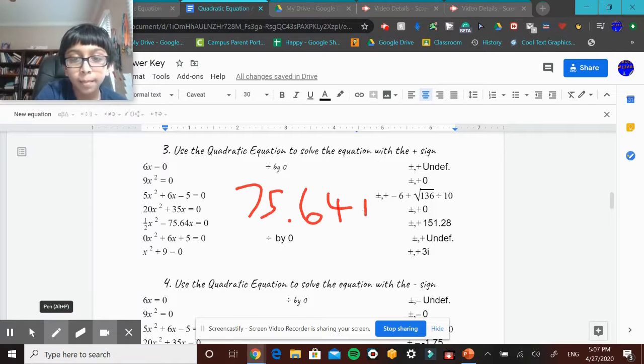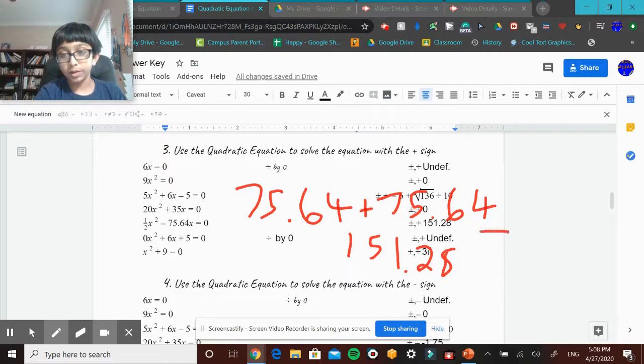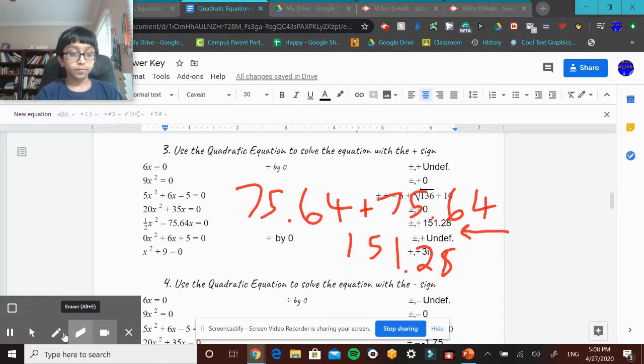75.64 plus 75.64, since A and C are 0. And if we add those together, you really need a calculator for this. And then we divide it by 2a, and 2 times 1/2 is 1. So you're dividing it by 1, which means the answer is just 151.28, which is what we have over there.